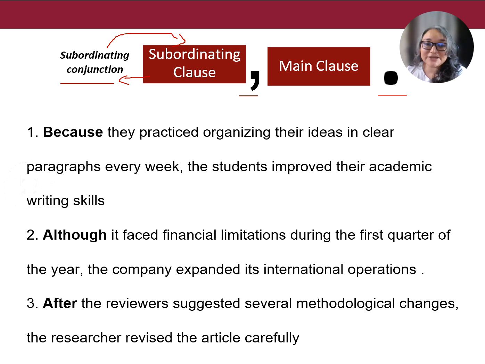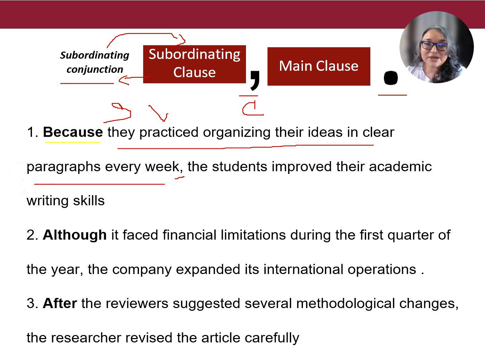The first thing that I need to do is to identify my conjunction. In this case, the subordinating conjunction is because. I need to identify the subordinating clause. The subordinating clause is the one that goes after the conjunction. They practice organizing their ideas in clear paragraph every week. This is going to be my subordinating clause. And I need to make sure that it has a subject, a verb, and a complement. So this is a complete sentence.